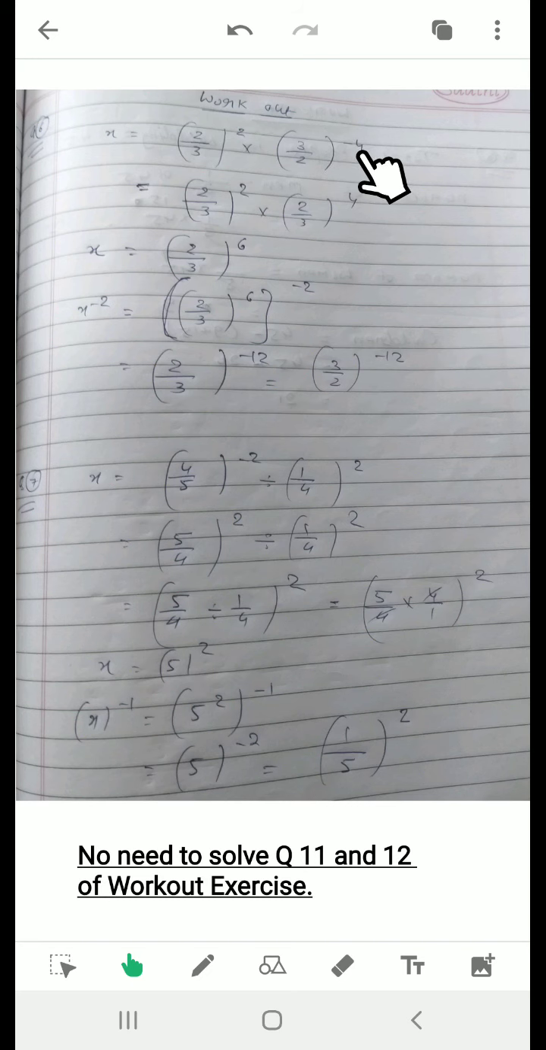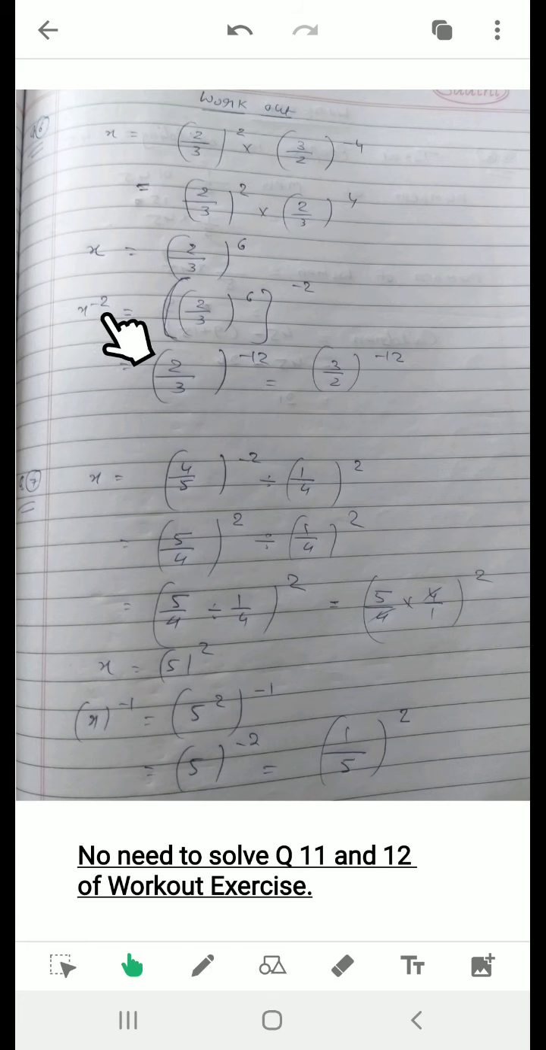This power minus 4 is negative. I convert the power into positive, so I will take the reciprocal of 3/2 as 2/3. Now you can see the bases are the same and multiplication is there, so the powers will be added. Now I got that the value of x is equal to (2/3)^6.